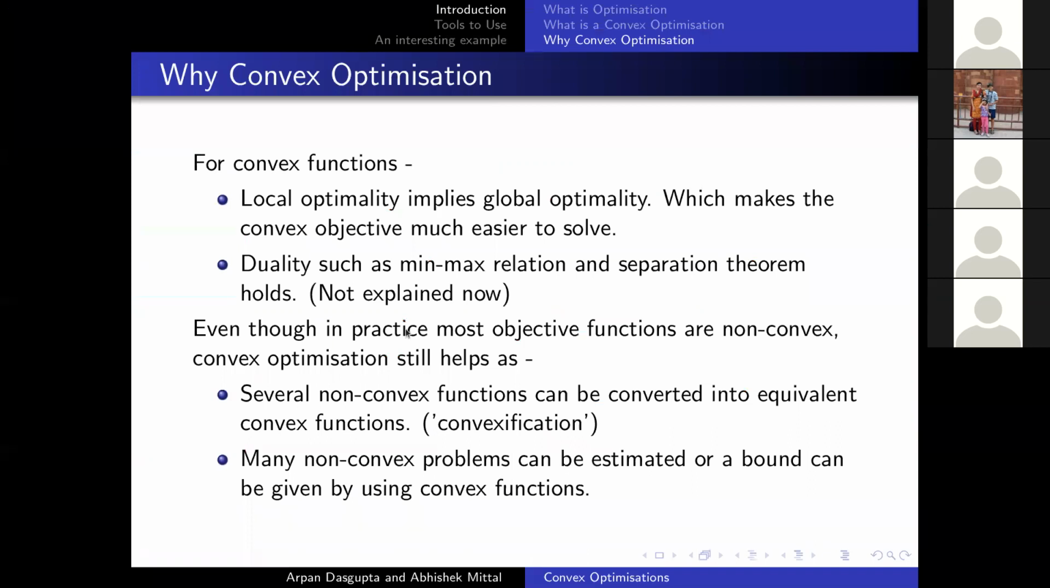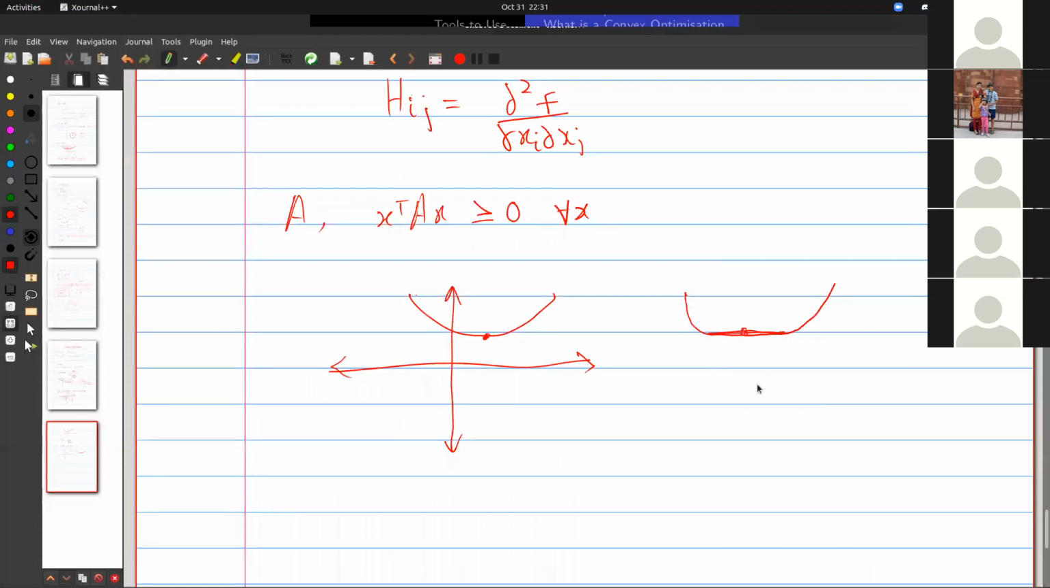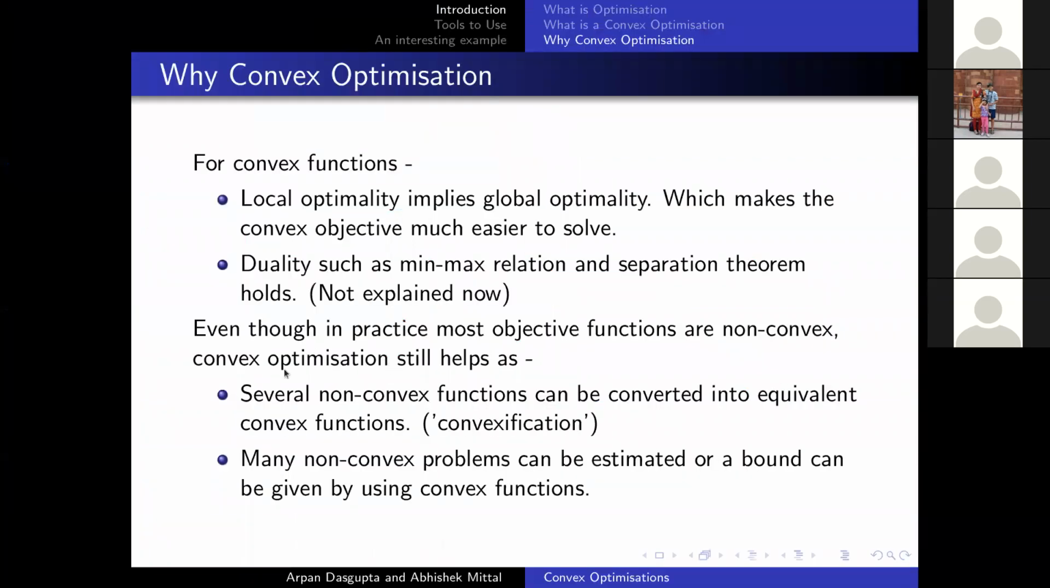Also, duality holds better for convex functions. I haven't got into duality yet, and I am not too well informed to comment on this. But what I can say is that it's easier to obtain the dual functions for convex functions, and some conditions like strong duality hold better for convex functions. I'll get to duality in a while.